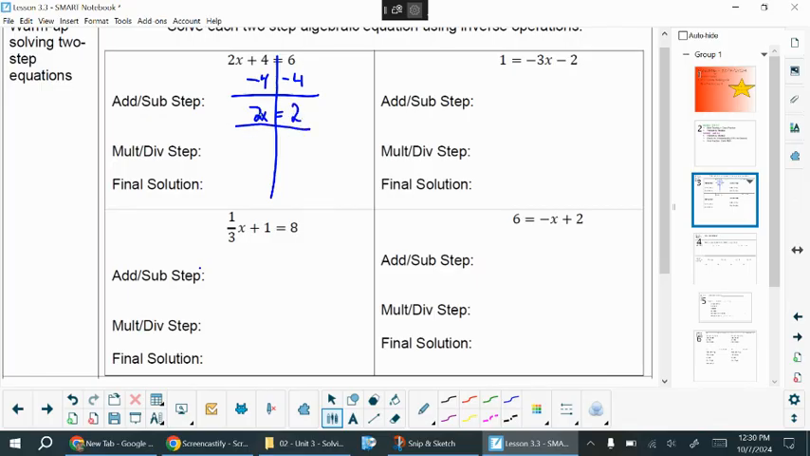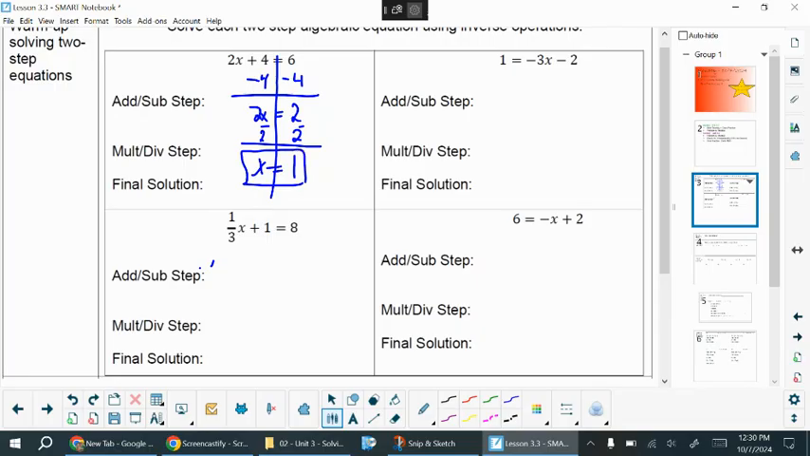Then we'll think about how to undo that coefficient of 2. Well, that coefficient of 2 is just multiplication. Every coefficient is just multiplying by the variable. So I'll divide by 2 on both sides, and I get x on this side. And 2 divided by 2 is 1. So x equals 1 is my solution.